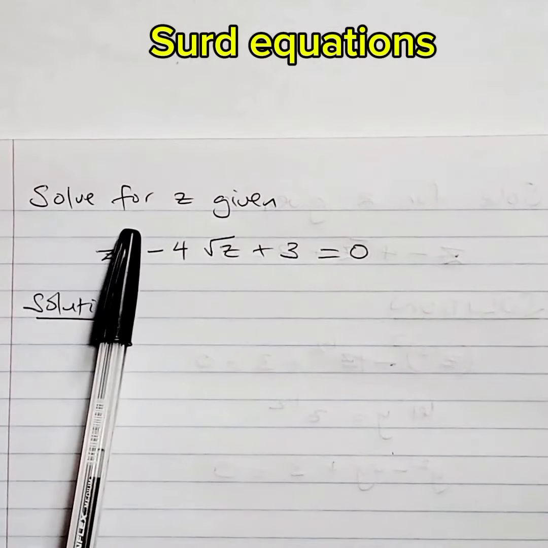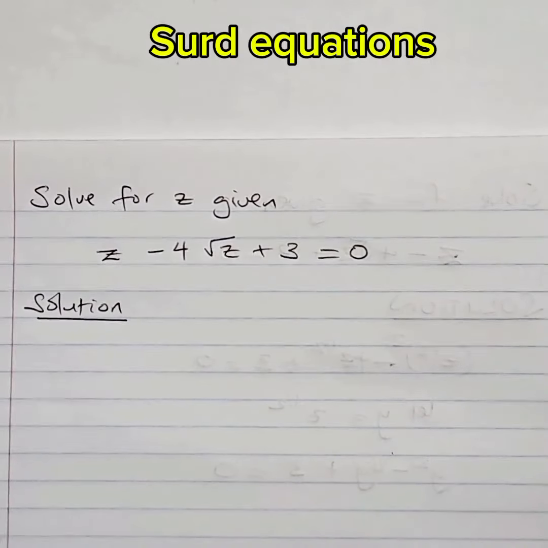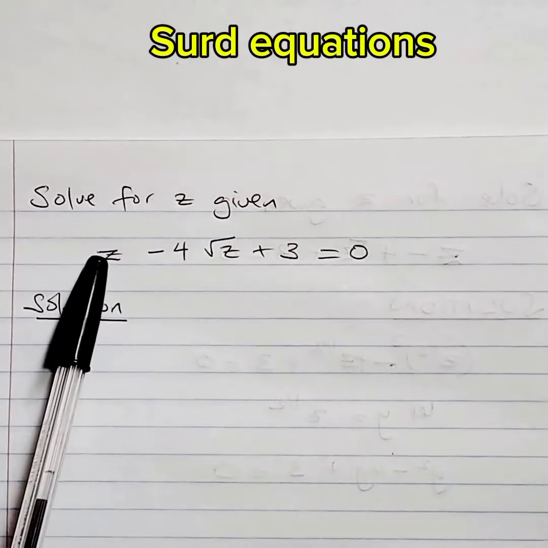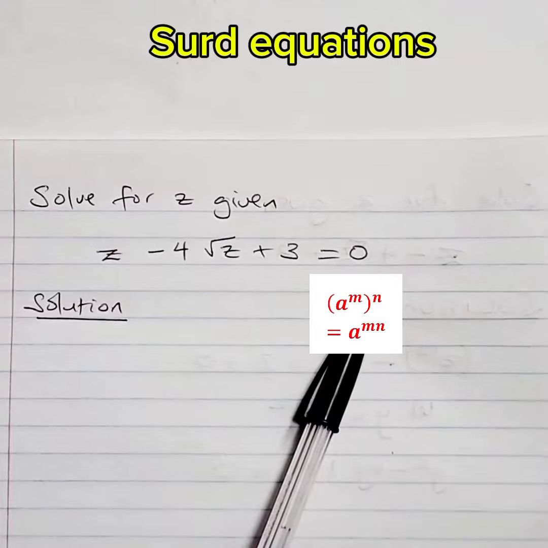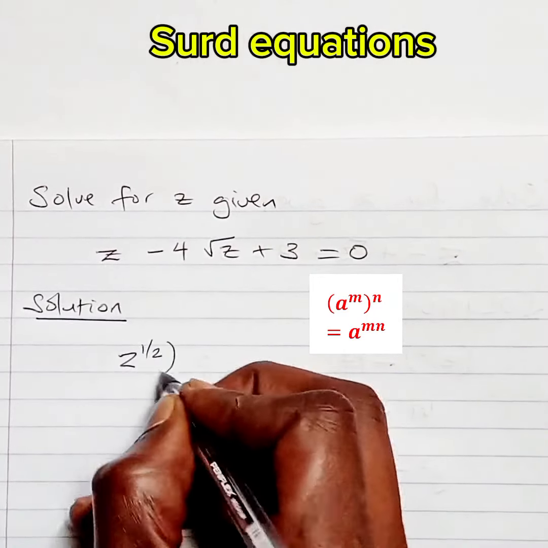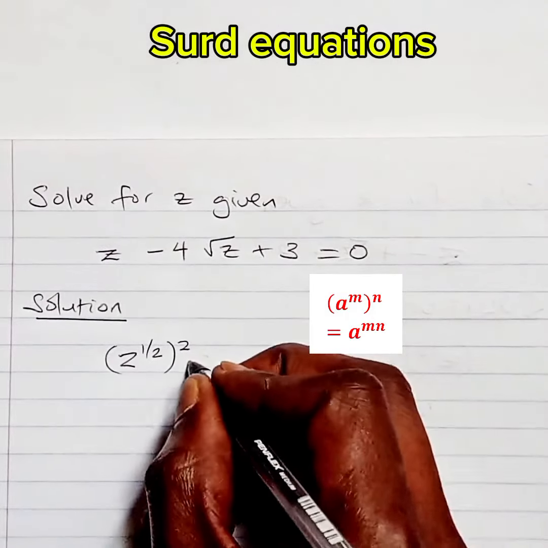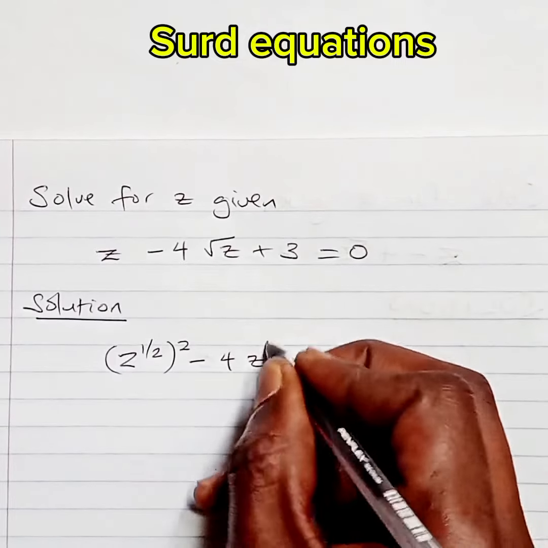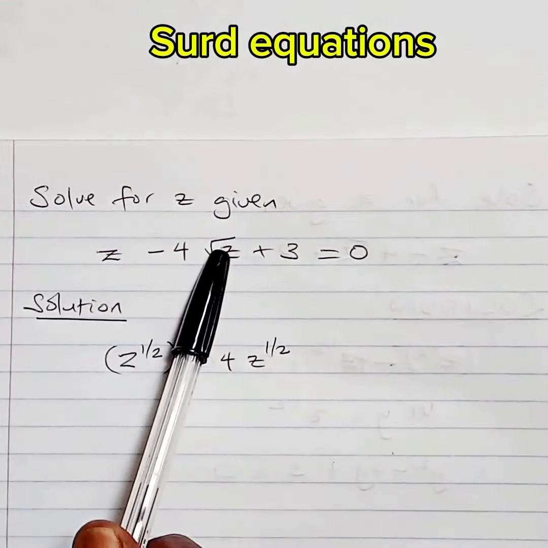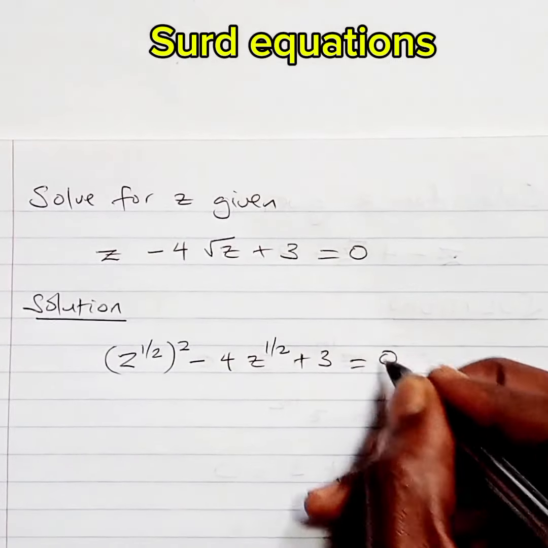Today we are solving for z given this equation. Now what we need to do here is to break this z according to this law. We are going to have z to the power of half squared, then minus 4z to the half. We just change the form to the exponential form, plus 3 is equal to 0.